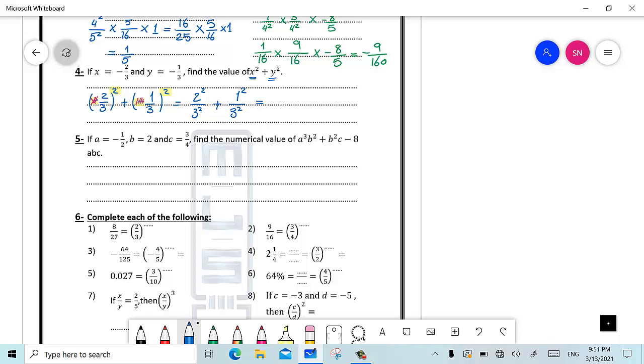2 to the power of 2 is equal to 4. 3 to the power of 2 is equal to 9. Plus 1 to the power of 2, which is equal to 1, and 3 to the power of 2, which is equal to 9. So as a result, I have 5 over 9.